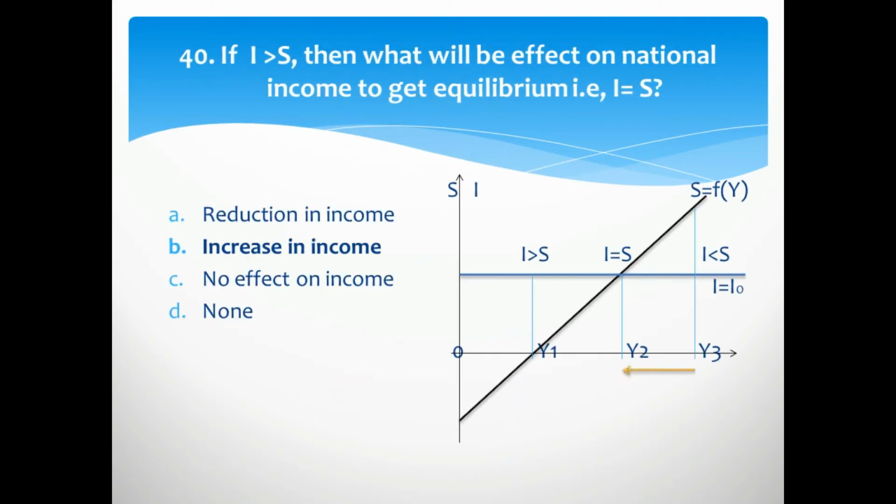If investment is greater than saving, what will be the effect on national income to get the equilibrium level? The right option is an increase in income. Income will rise from Y1 to Y2 to get the equilibrium point, that is, investment equal to saving. If investment is less than saving, what will be the effect on national income to get the equilibrium point? The right option is a reduction in income. Here the income will reduce from Y3 to Y2 to get the point of equilibrium.